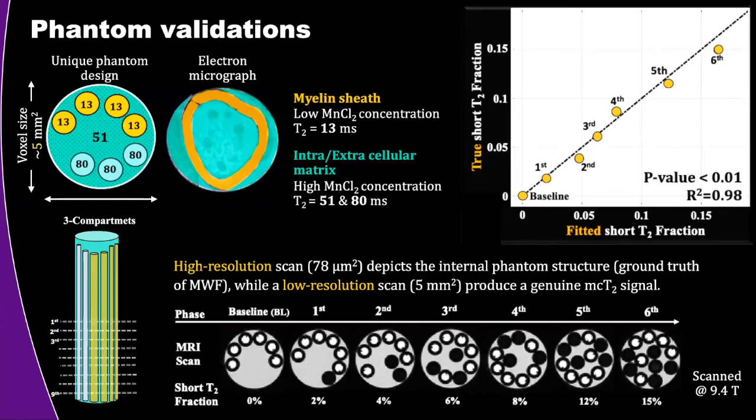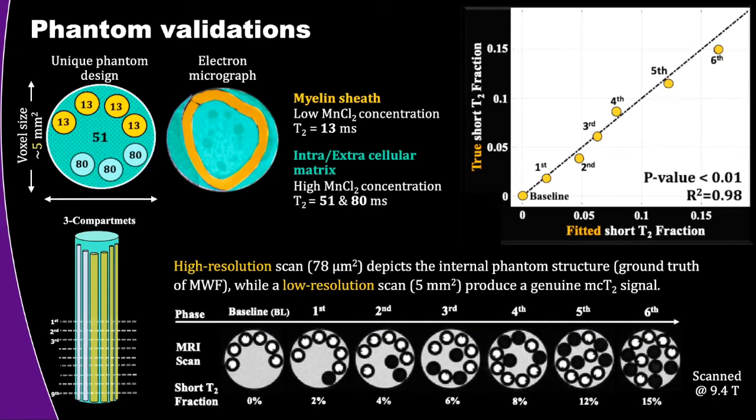And the same goes for T2 values that are above 200 milliseconds. There are a lot of components that are just invisible, which means that we're not just looking indirectly, but also partially at the myelin water fraction.